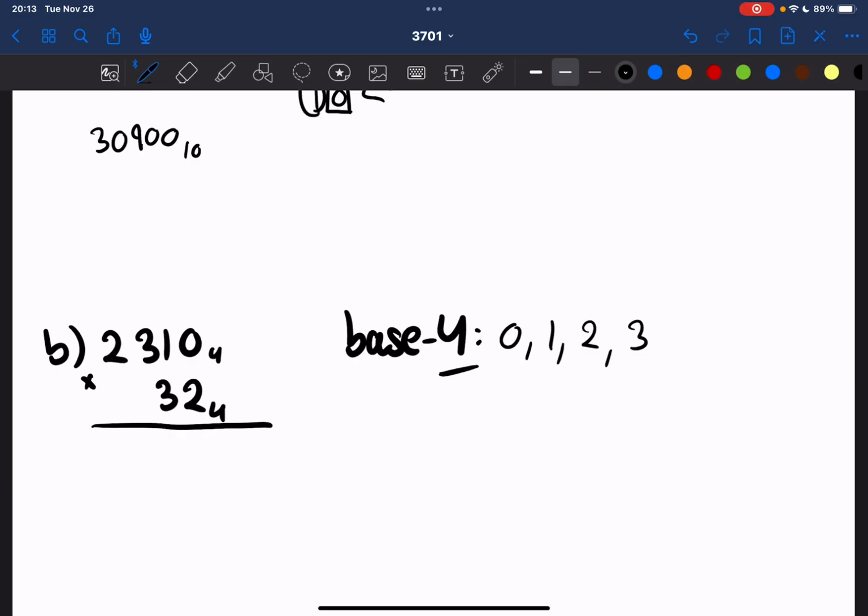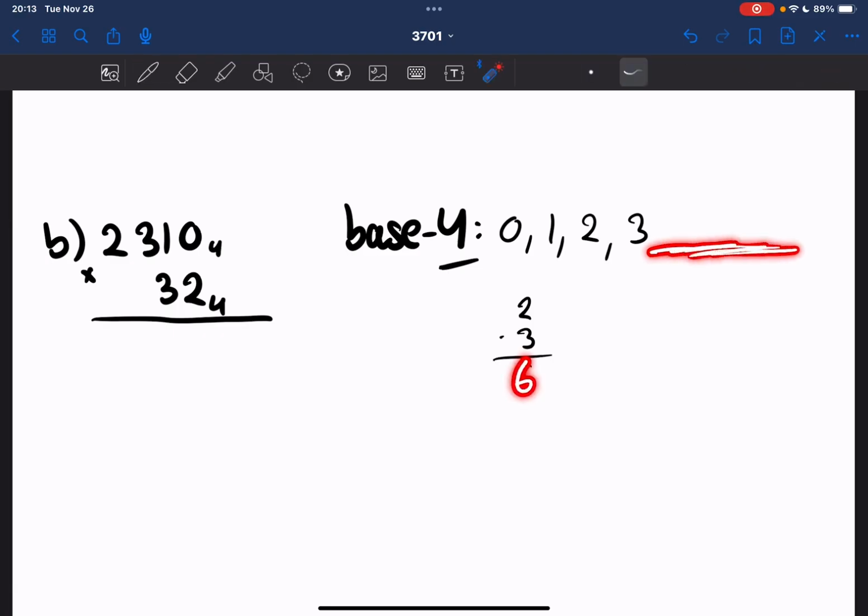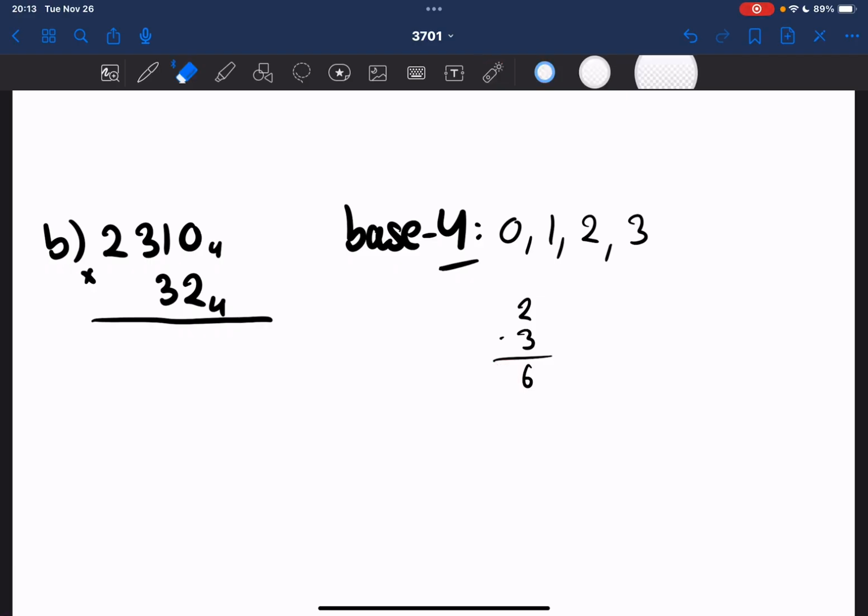So if it becomes 4 or greater, for example, if you did 2 times 3, which would be 6, this isn't a possible result. 6 isn't a possible result because we don't have that digit here. So then we have to use another place to store our number in base 4. But let's go through this example so that we actually see how that works. So let's do the normal multiplication.